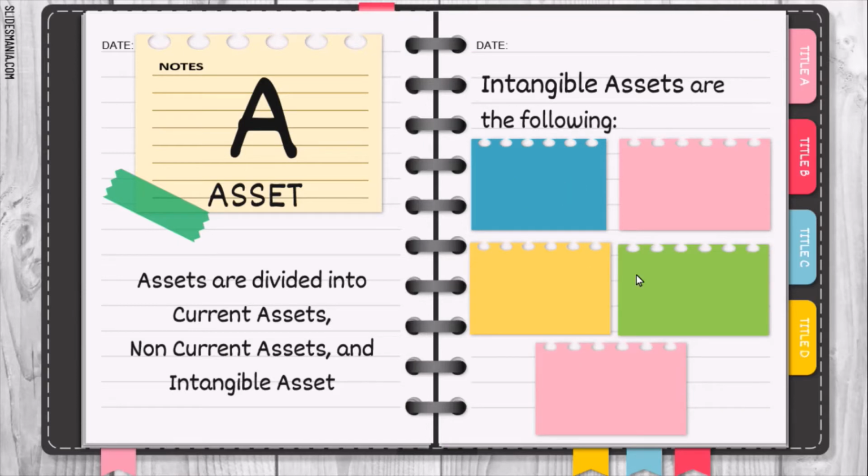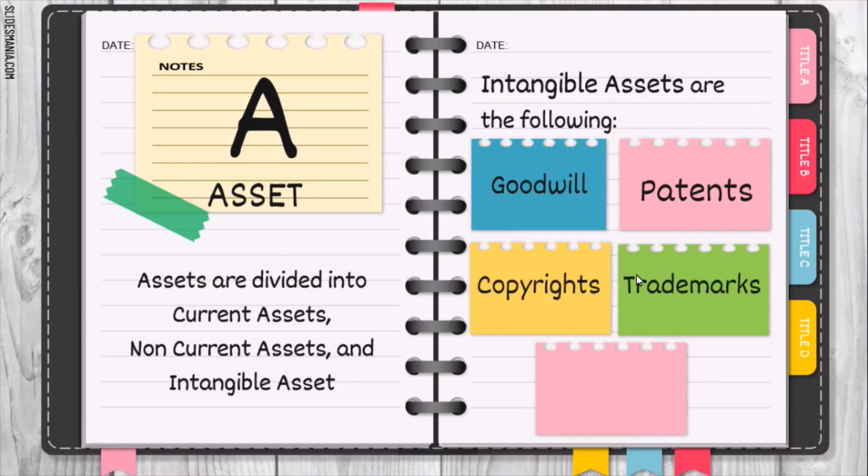The next one that we have is the intangible assets. They are the following: goodwill, patents, copyrights, trademarks, and franchise. Those are examples of intangible assets.